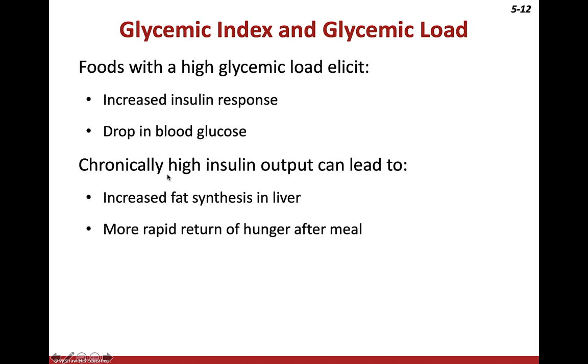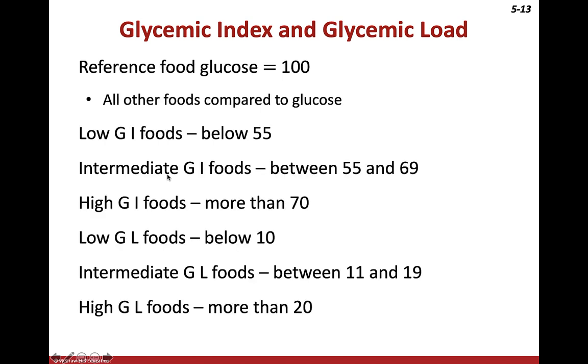Now, foods with a high glycemic load, those are going to produce an increased insulin response to that food load and then a drop in blood glucose. Now, the issue here is these chronically high levels of insulin. And that can lead to an increase in fat synthesis in the liver and also a more rapid return of hunger after the meal.